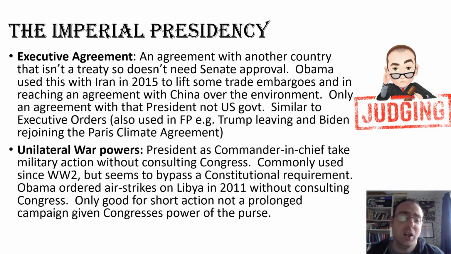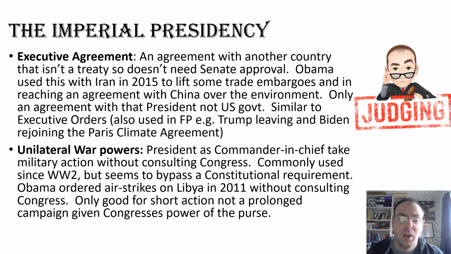Now, the other key bit is executive agreements, which we've looked at earlier, but these are agreements with other countries. And so rather than getting acts through Congress, this is a way around having to get treaties through the Senate. So Obama used this with Iran in 2015, lifting some of the trade embargoes and reaching an agreement with China over the environment.